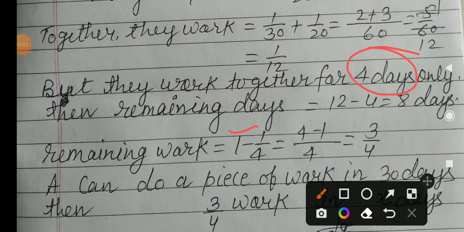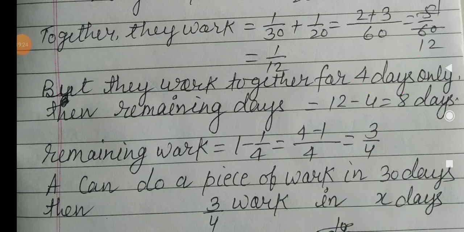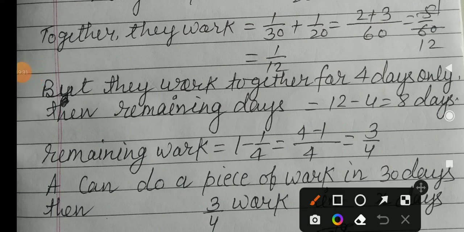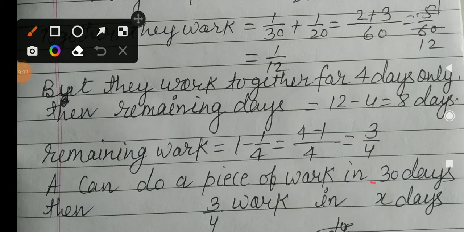So that means 1 minus 1 upon 4, that is the total work completed by A and B in 4 days, that work is 1 upon 4. So you have to subtract it from 1 and then you get the remaining work. Remaining work is 3 upon 4. So 3 upon 4 part of the work remains here, but A can do this work in 30 days.